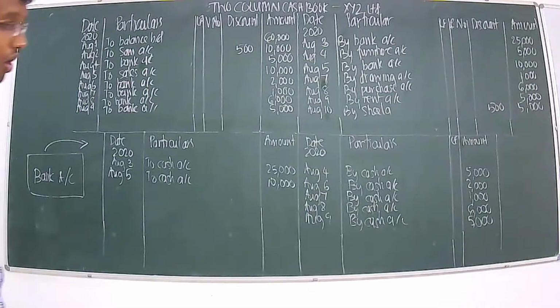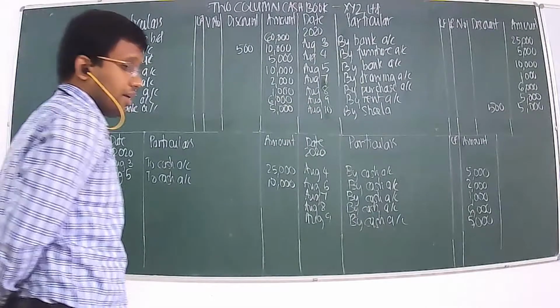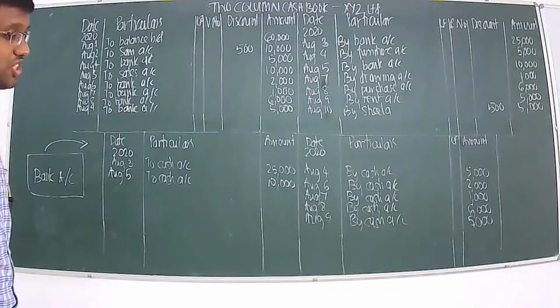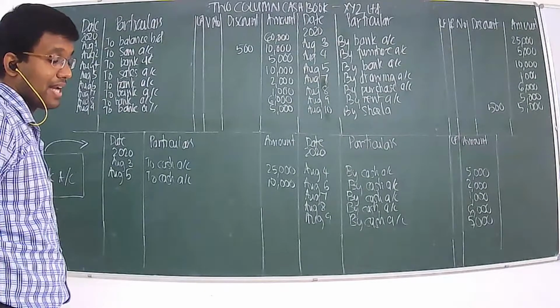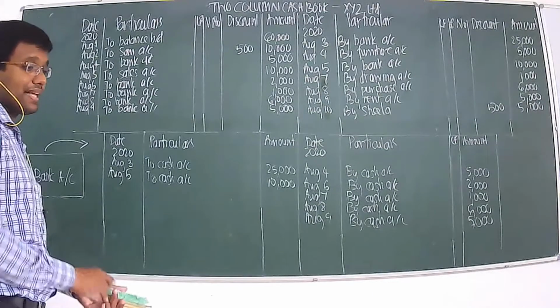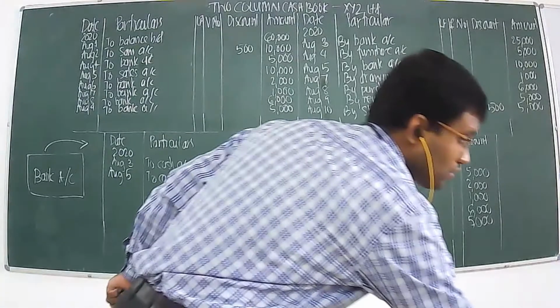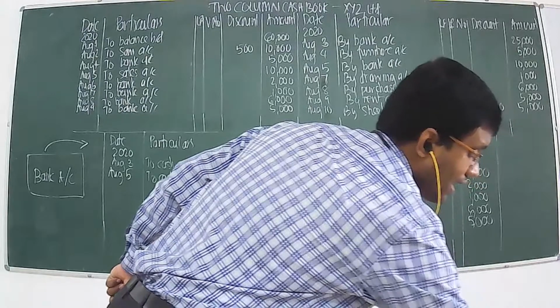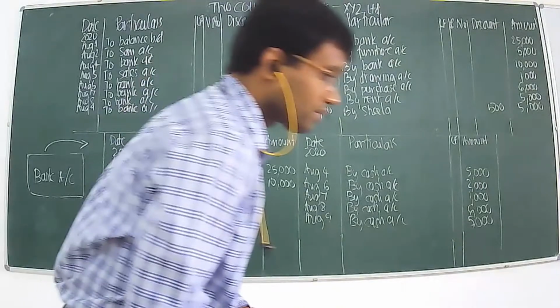Now the transaction on 11th, this is very interesting. What the transaction on 11th tells us is that deposited in excess of rupees 2,000 into bank. Okay, the transaction on 11th of August.